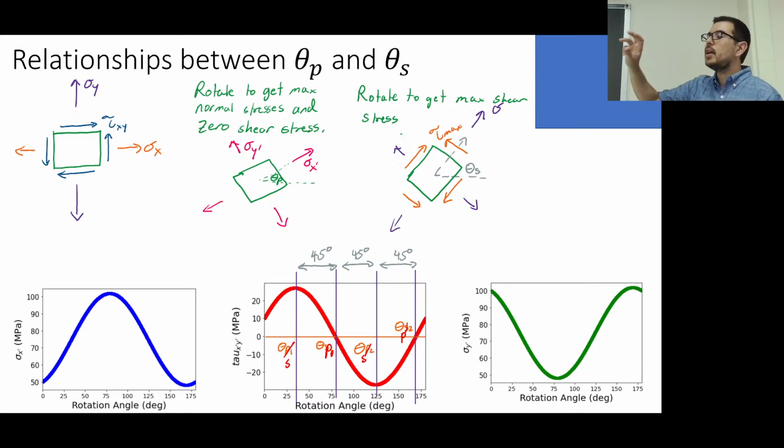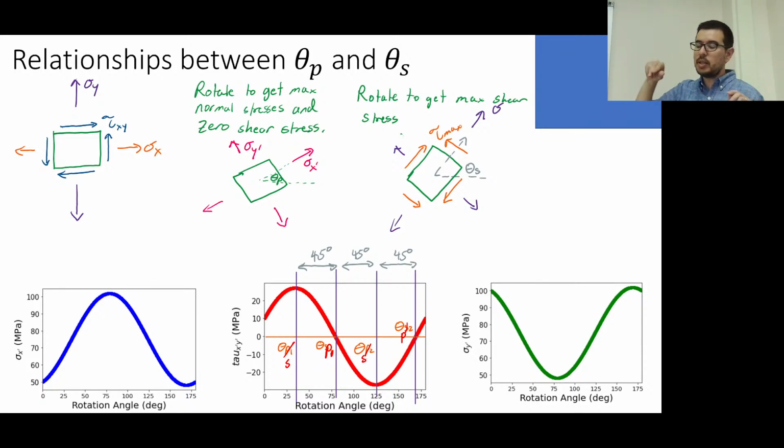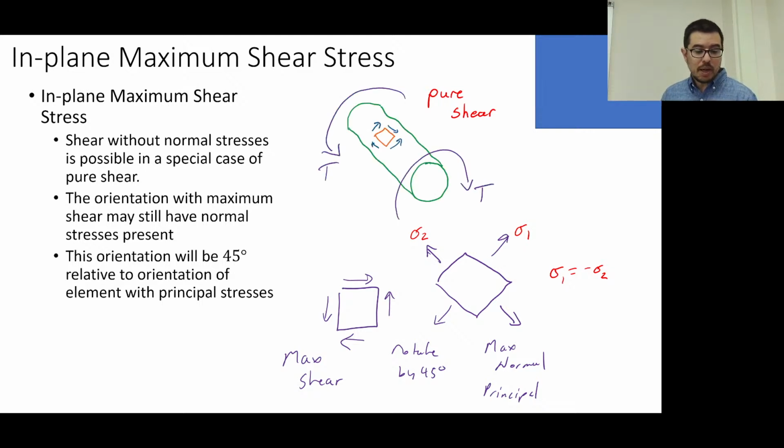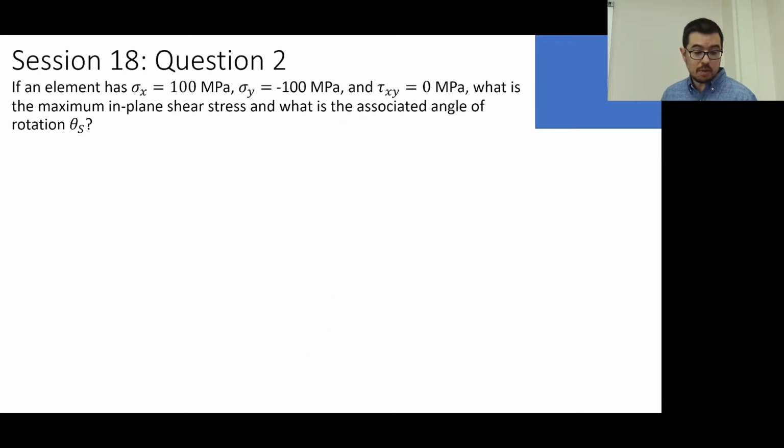Okay, but if you're in a state of maximum normal stresses, i.e. principal stresses, then you are going to be able to rotate that element by 45 degrees to get the state of maximum in-plane shear stress. Okay? And that's pretty much it here. So the in-plane maximum shear stress does not necessarily have a state without normal stresses, but in pure shear with the twisting of a shaft, you do get that case.